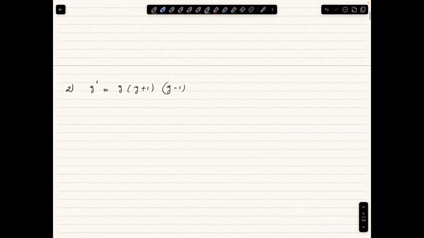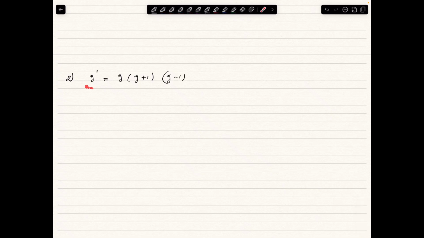Our next problem is to find a qualitative graph of solutions to this differential equation. And we can do it in this way. We are going to write the differential equation y prime as a function of y, where of course the function of y is the right hand side in the equation, y plus 1, y minus 1. Okay, what do we do now? The first step is always, in this type of problem, find equilibrium solutions.